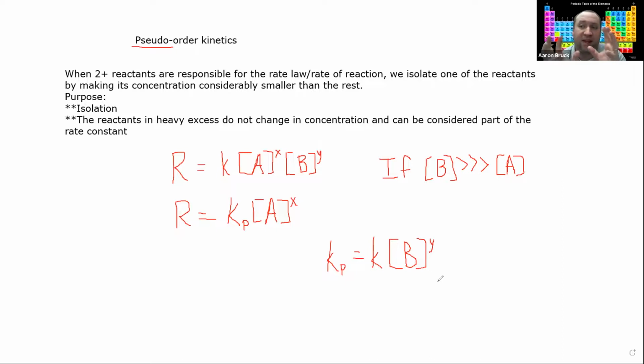By basically making B a constant for the purposes of this particular experiment, we can isolate A, figure out what A is, and then we can either reverse the process, do a second pseudo-order relationship where we isolate B by flooding it with A, or we can do a secondary experiment where we deliberately change the concentration of B and see how the increased concentration of B affects the rate constant, and then compare the two.